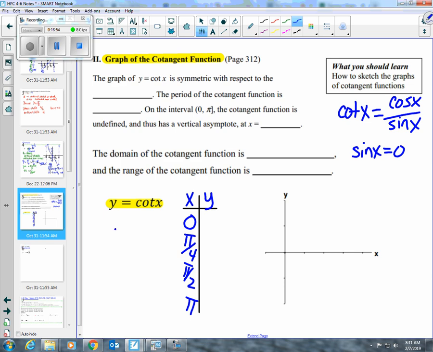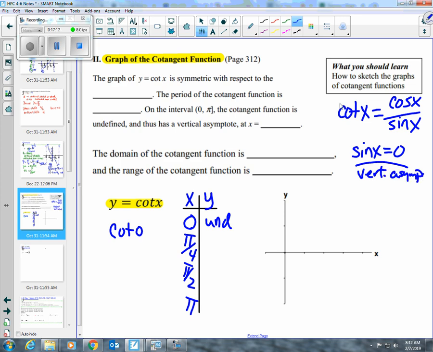So let's go ahead and calculate what each of these would be. We're going to do cotangent at 0. Well, that's going to be the reciprocal of what tangent is at 0. Tangent at 0 is 0, so cotangent at 0 would be undefined. Remember, wherever sine of x is equal to 0, it's going to be undefined. Well, sine is equal to 0 at 0. That means there's going to be a vertical asymptote on the graph wherever that happens.